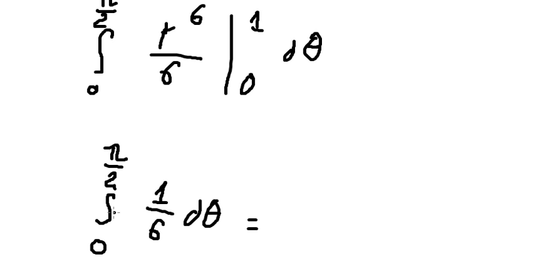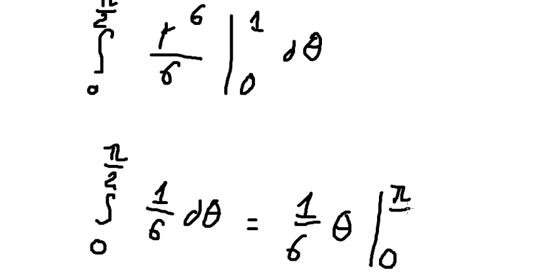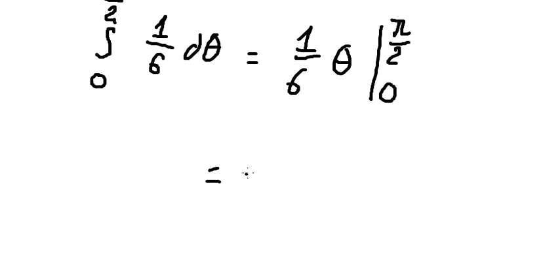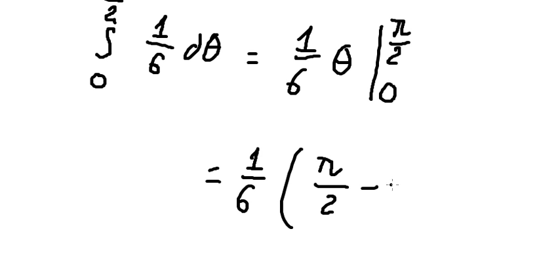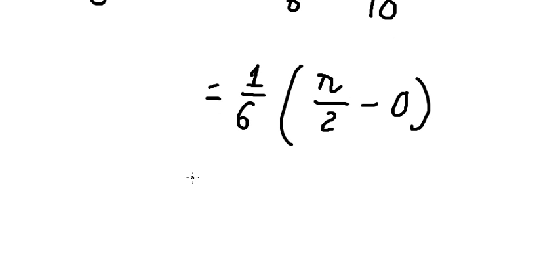And now the integration of theta, we have 1 over 6 theta, and we put the bounds from 0 to pi over 2. So we put pi over 2 in here, 0 in here, and now we just have 1 over 6 times pi over 2 minus 0. So we have pi over 12.